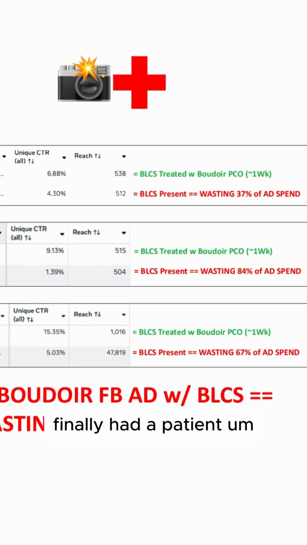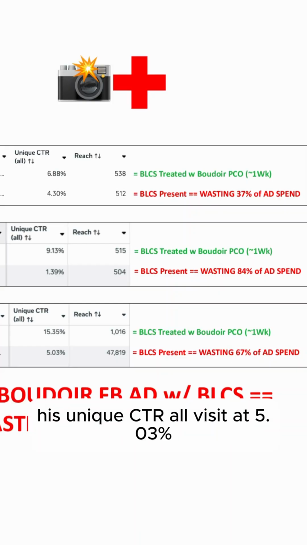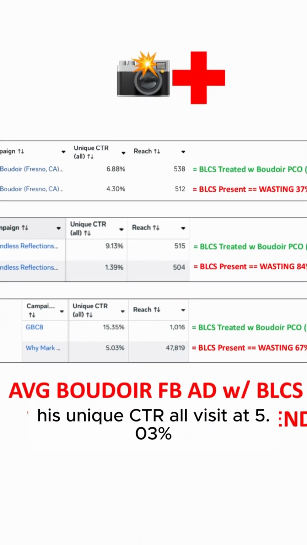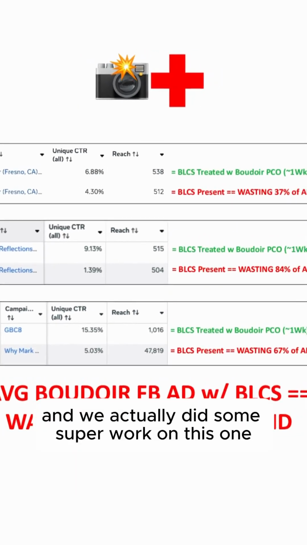Finally had a patient, his unique CTR via ad 5.03%, and we actually did some super work on this one.